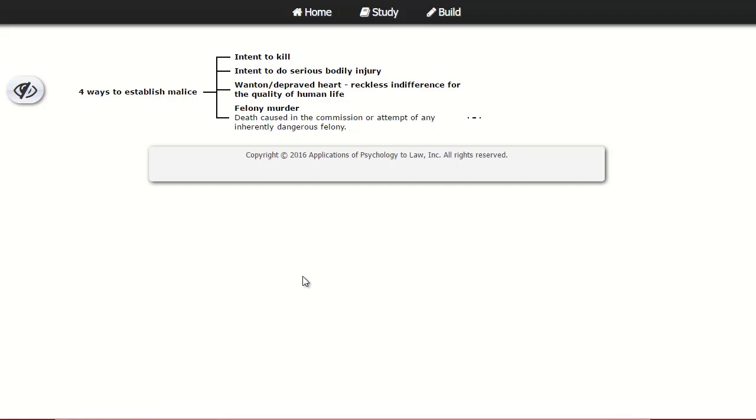If we get any one of the 4, we have second degree murder. In this case, we got wanton depraved heart. Now we have second degree murder. The next question then is whether or not we can elevate this to first degree murder.